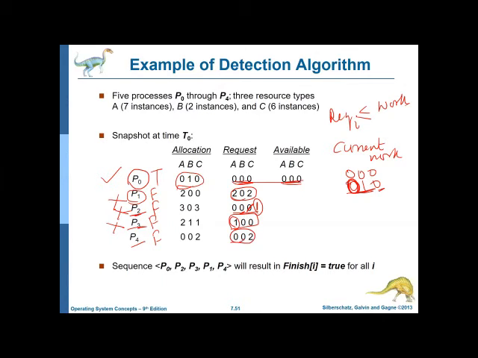Now let us look at P4. P4 is 002. Do we have 2 instances to give for resource C? It's not there. So this also cannot be satisfied.